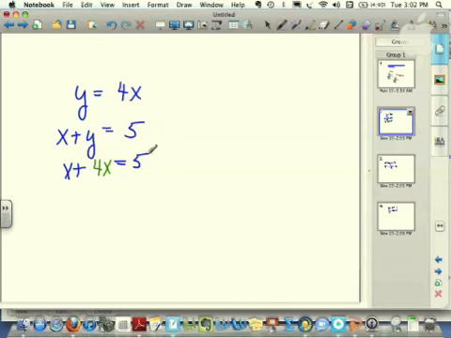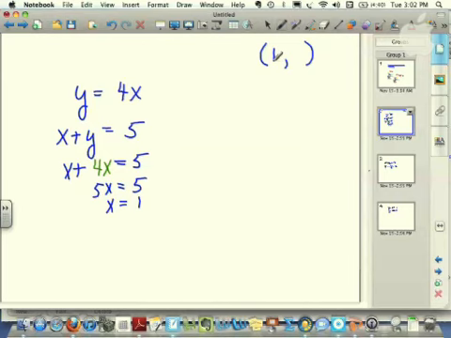x plus 4x equals 5. I'll combine my like terms. x and 4x is 5x. If I divide both sides by 5, x is 1. So I have found one of the answers. I like to write my ordered pair right away. I know that x is 1, so I'm going to put the answer 1 in the x's location.